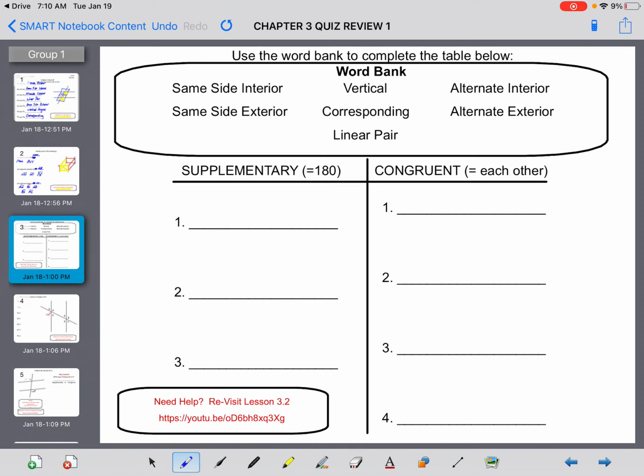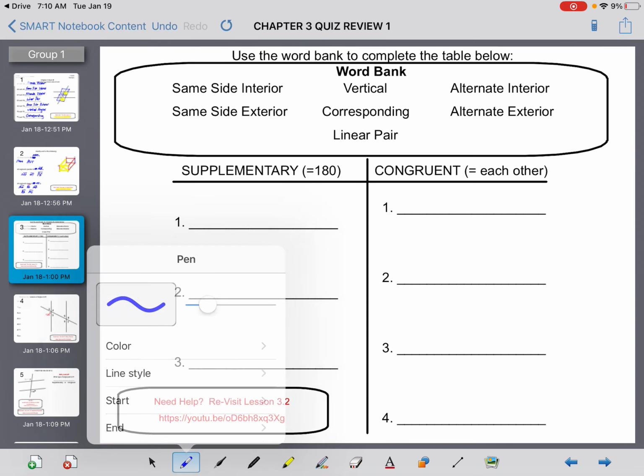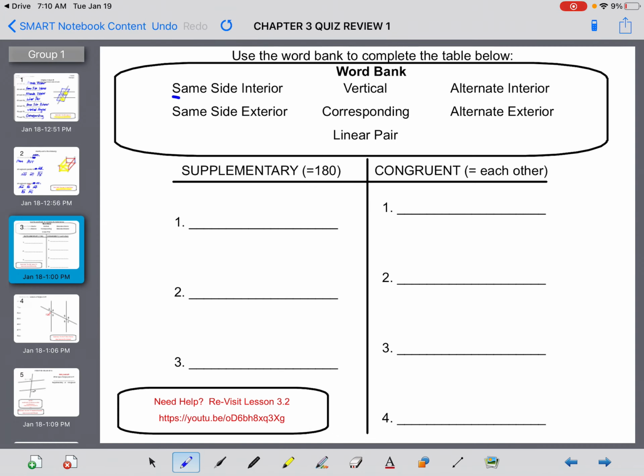Same side interior angles, same side exterior angles, vertical, corresponding, linear pair, alternate interior, alternate exterior. This is going to help you when it comes to solving. So we need to identify whether they are supplementary or they are congruent. So remember my little trick that I taught you guys. Same side interior, same side exterior, start with an S. Supplementary starts with an S. Fill them in here. They are equal to 180.